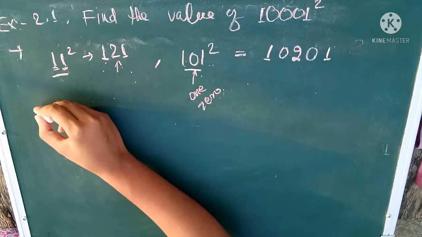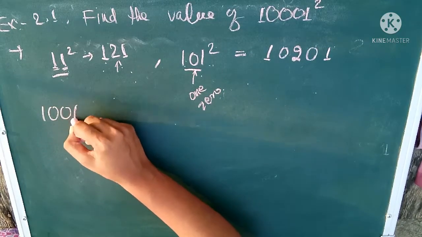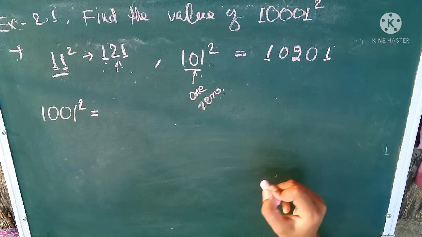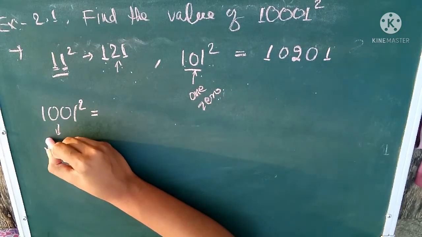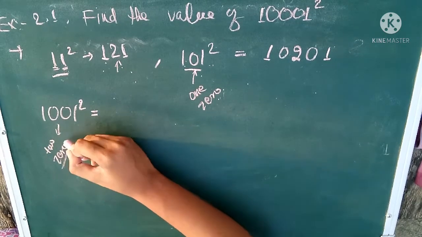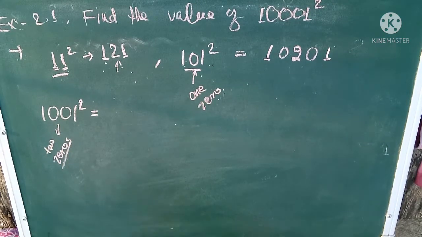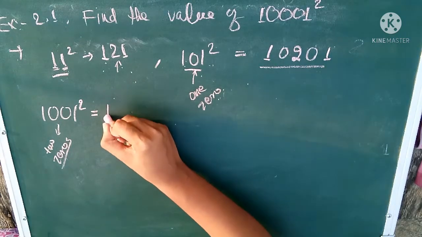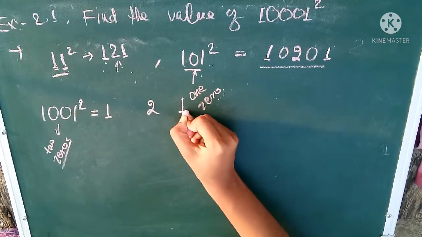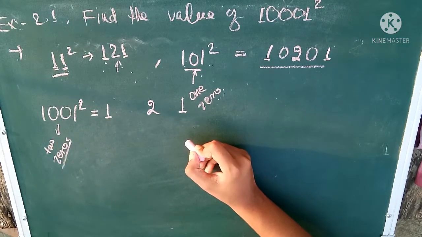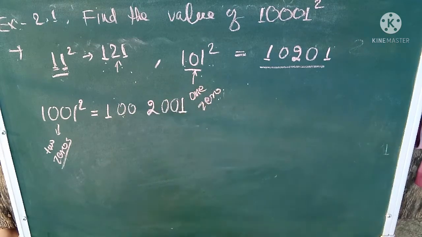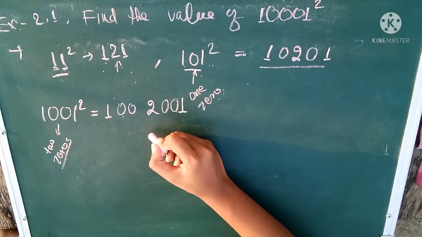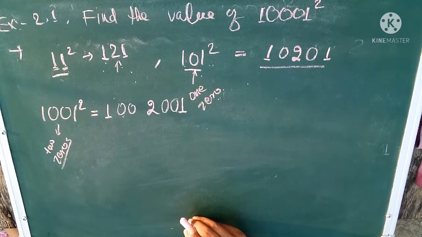Similarly, suppose we have to find out the square of 1,001. Now what are the changes we have? Here we have 1 zero in between, but here we have 2 zeros. So let us first write this thing, that is 1, 2 and 1. Now for 2 zeros, we need to write 2 zeros on both sides of 2 to get the answer.